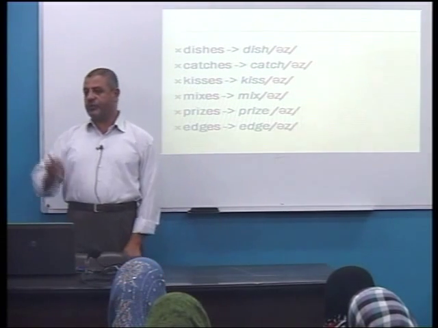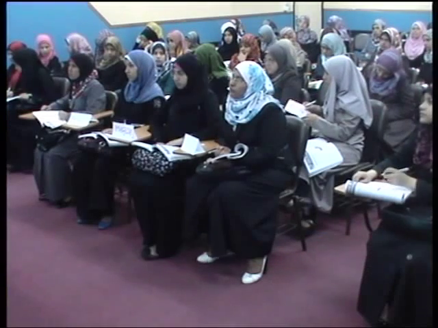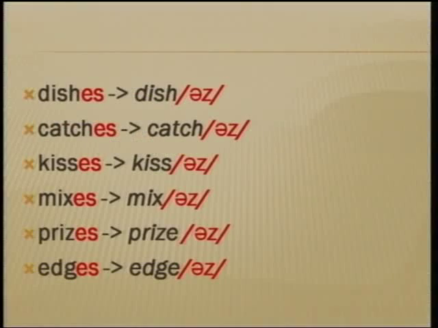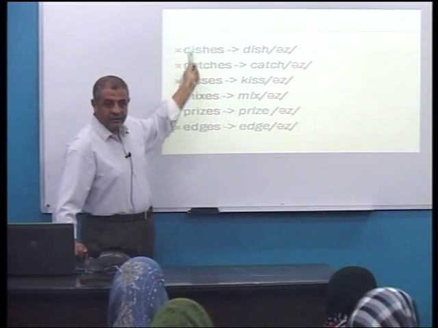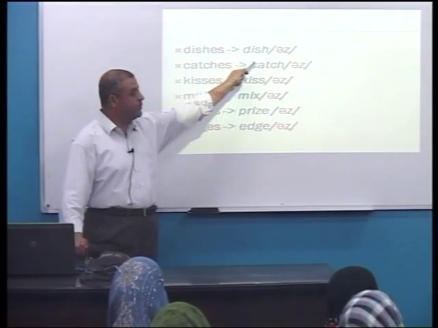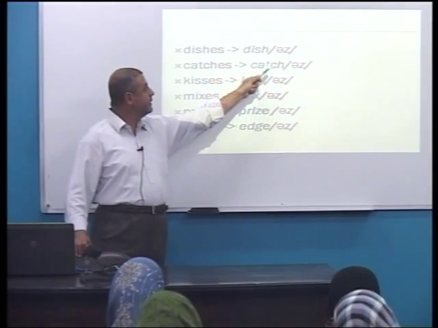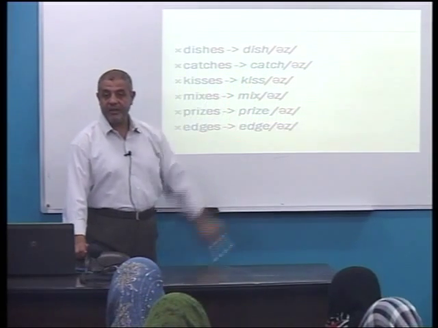Now look at the new group. Can you please read the first one? Dishes. We have shwa and z sound. Okay? Yes, Shayma. How many syllables do we have? 2 syllables. Thank you very much. We have 2 syllables. So this ES after SH, we pronounce it what? As "iz". Dishes. Thank you.